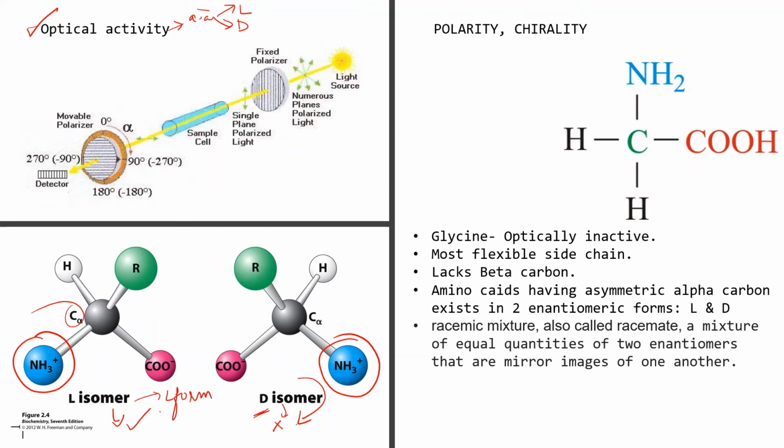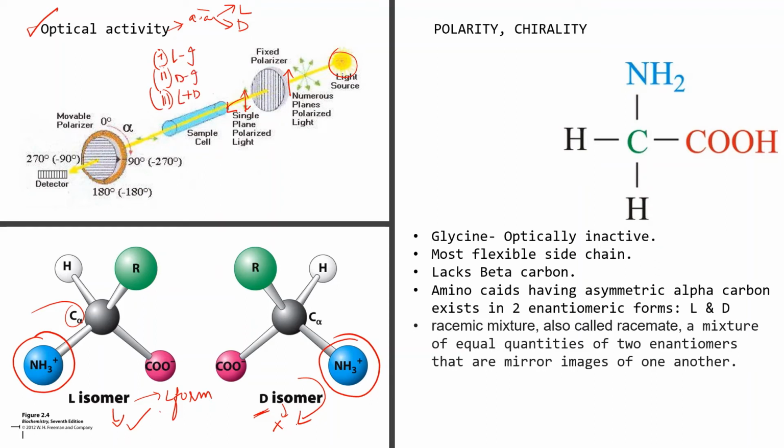Now let's talk about optical rotation. When we have a light source, the light source contains numerous planes of polarized light. But when we fix a polarizer, only a straight line of light passes through it, because only one plane of light is selected. When this one plane of light is passed through a sample, we'll have three conditions. First will have an L isomer, second will have a D isomer, third one will have an L plus D isomer.